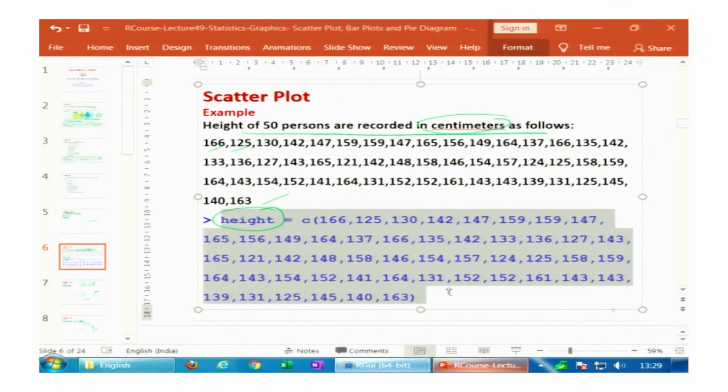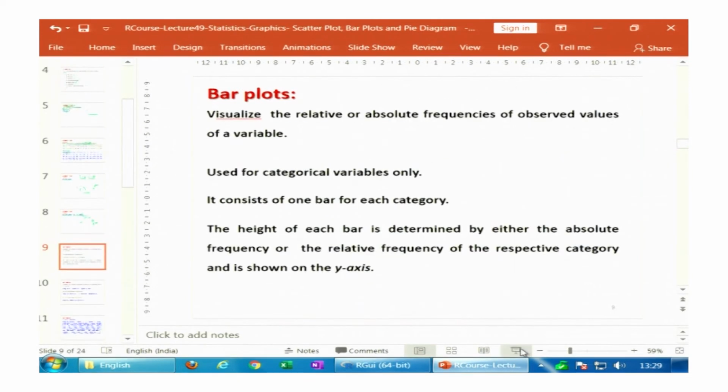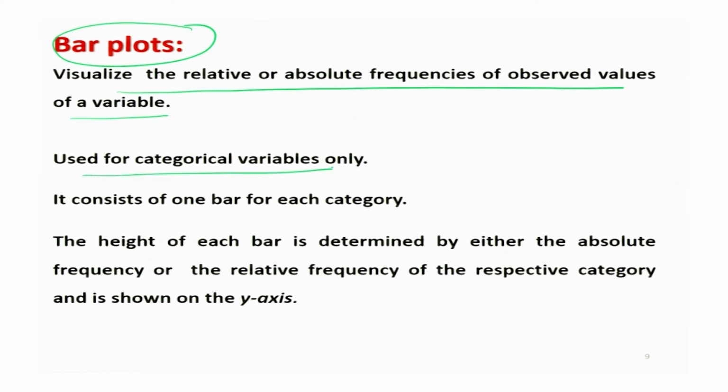Right. So let me take one more very interesting example, through which I will explain many things. We are now going to consider bar plots. So the first question is, what are these bar plots? These bar plots are used to visualize the relative or absolute frequency of observed values of a variable, right? And this is used for categorical variables.